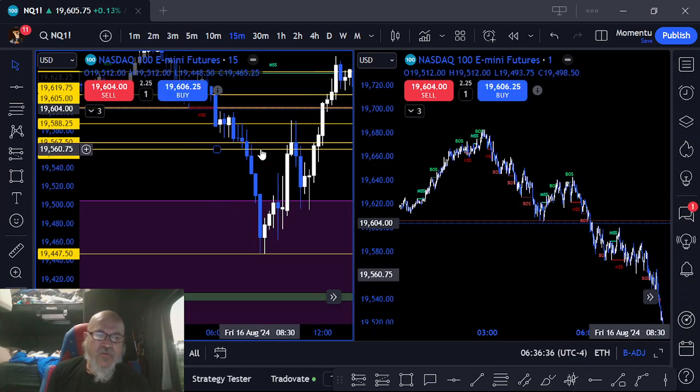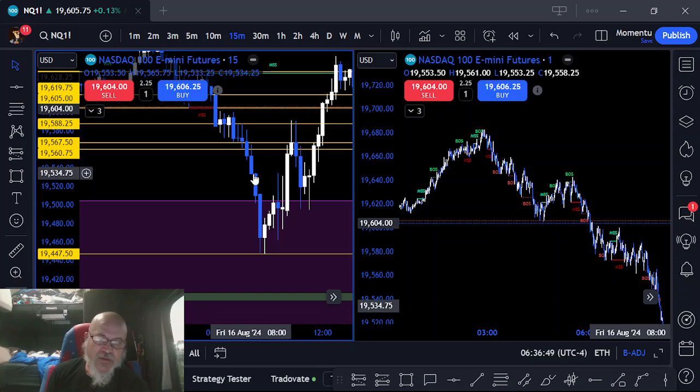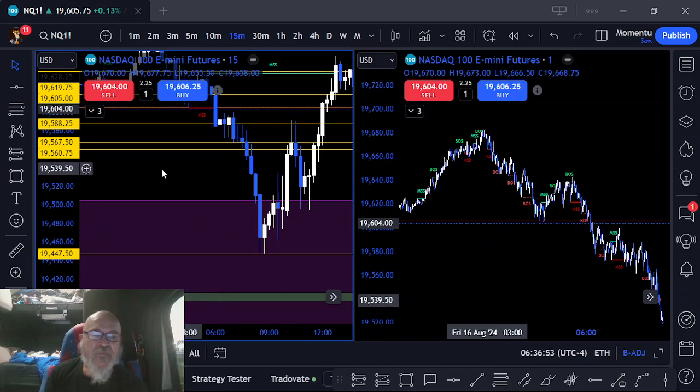Basically, I was looking for the liquidity run, the break of time-based liquidity, which was the Asian low, and a continuation past it. And that's what we got. We broke it, retested it, and came down and closed. And I expected it to go even further, and it did.